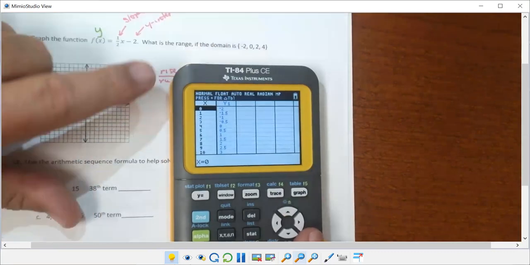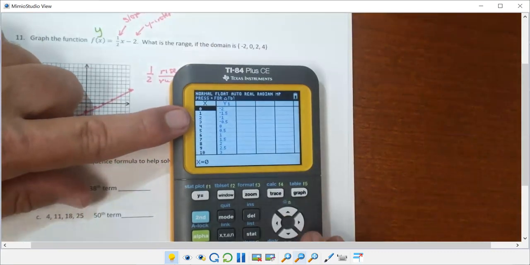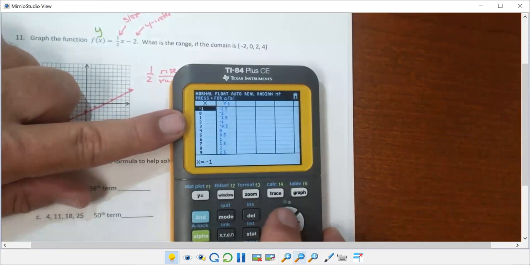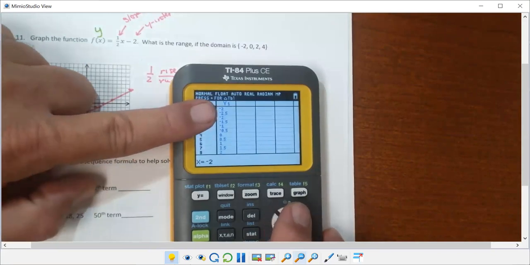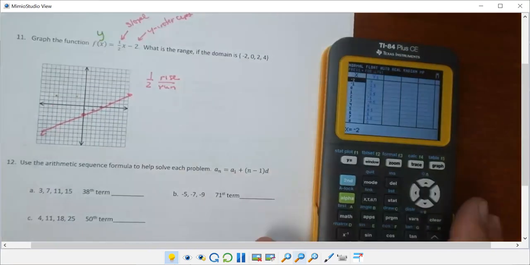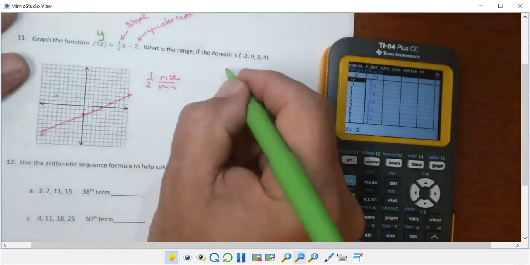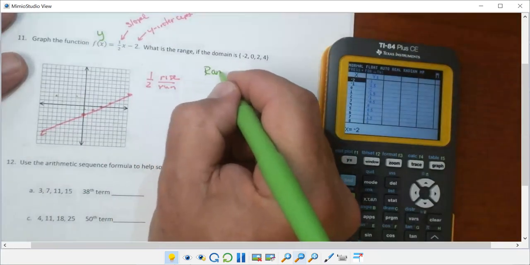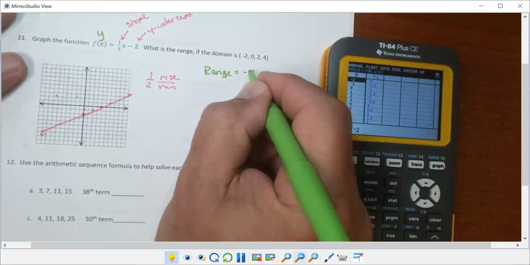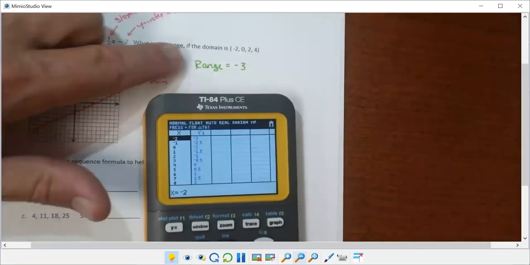So at -2, I'm going to find -2 on my calculator. I can hit the up button to go to -2. And so my answer is 3. So my first answer for range is -3.